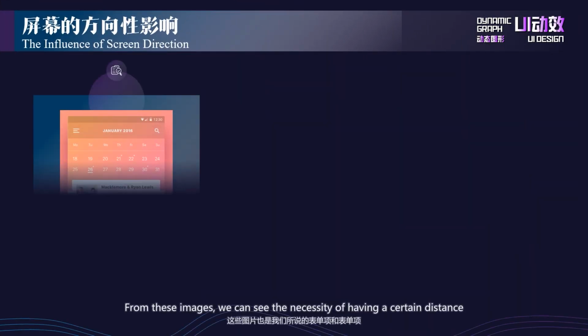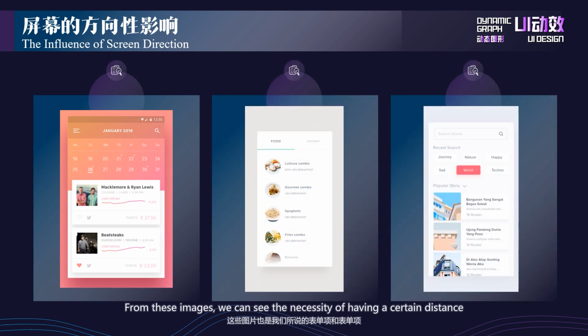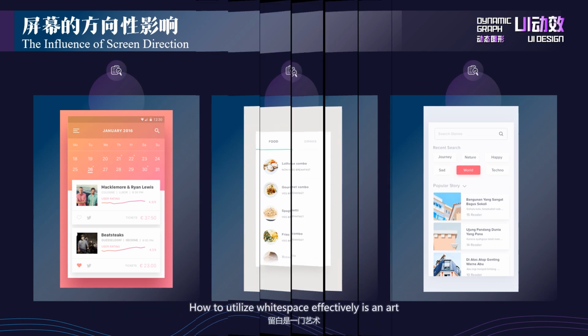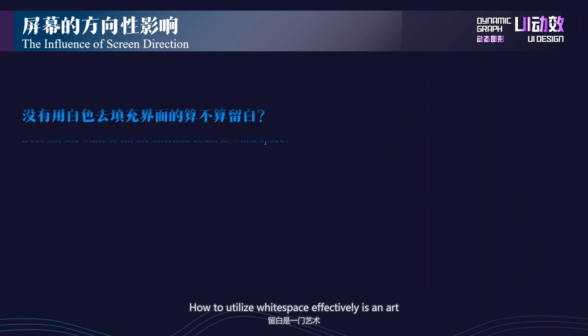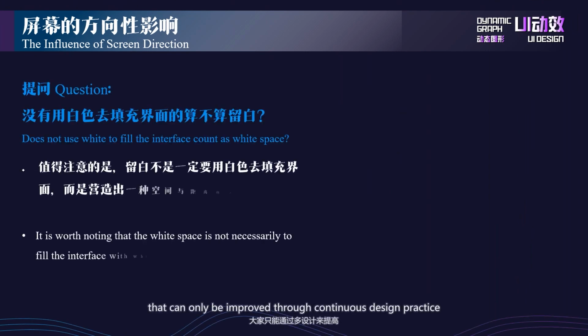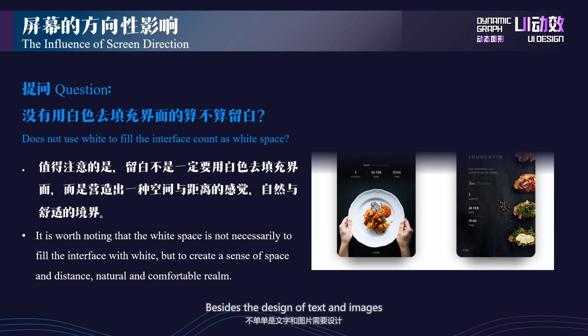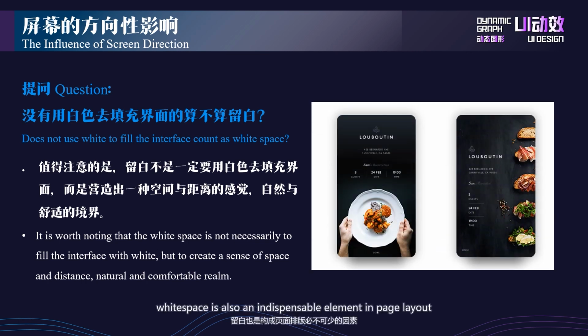From these images, we can see the necessity of having a certain distance between form items and form items, as well as between content and content. The specific amount of spacing should be determined based on the nature of your content. How to utilize white space effectively is an art that can only be improved through continuous design practice. Besides the design of text and images, white space is also an indispensable element in page layout. All white space is purposeful and serves a clear intention in shaping the spatial composition of a page.